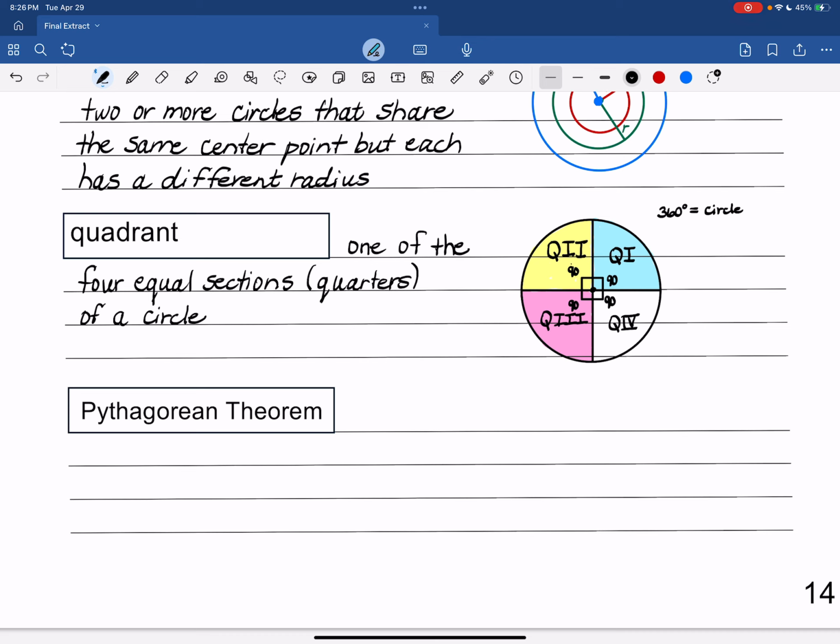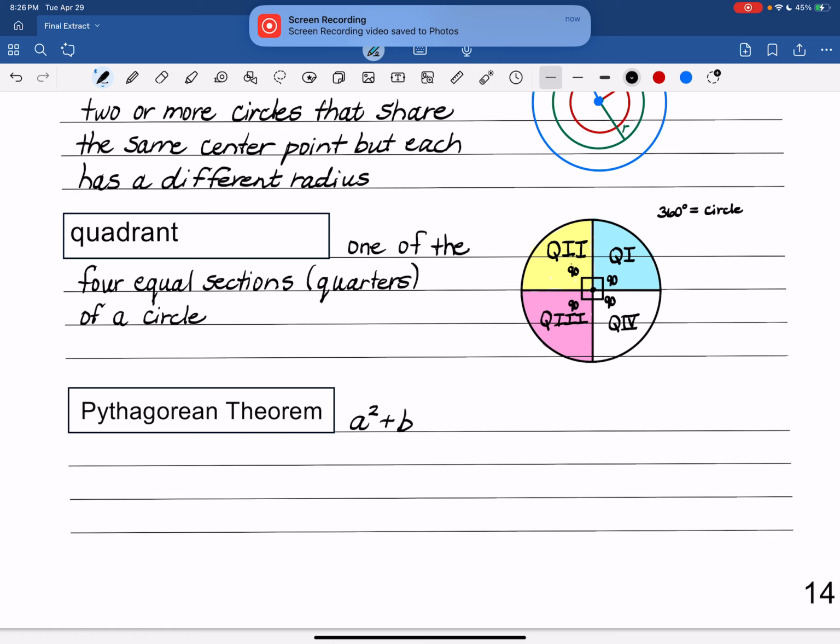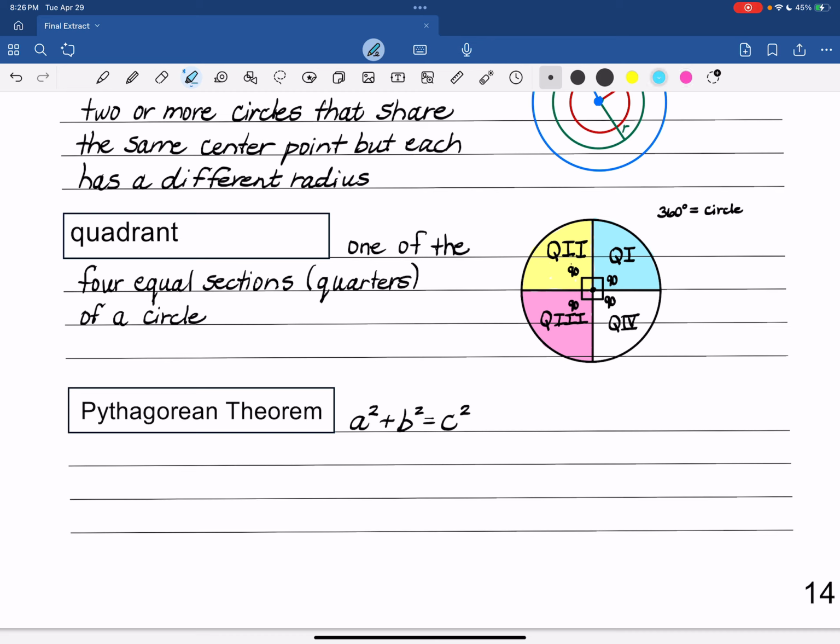Pythagorean theorem. Let me just give you the theorem where a squared plus b squared equals c squared. That is the theorem. That's the formula. Some people call it the Pythagorean relationship or the Pythagorean formula, but I call it the Pythagorean theorem. And it is a mathematical relationship. Let's just say a formula.